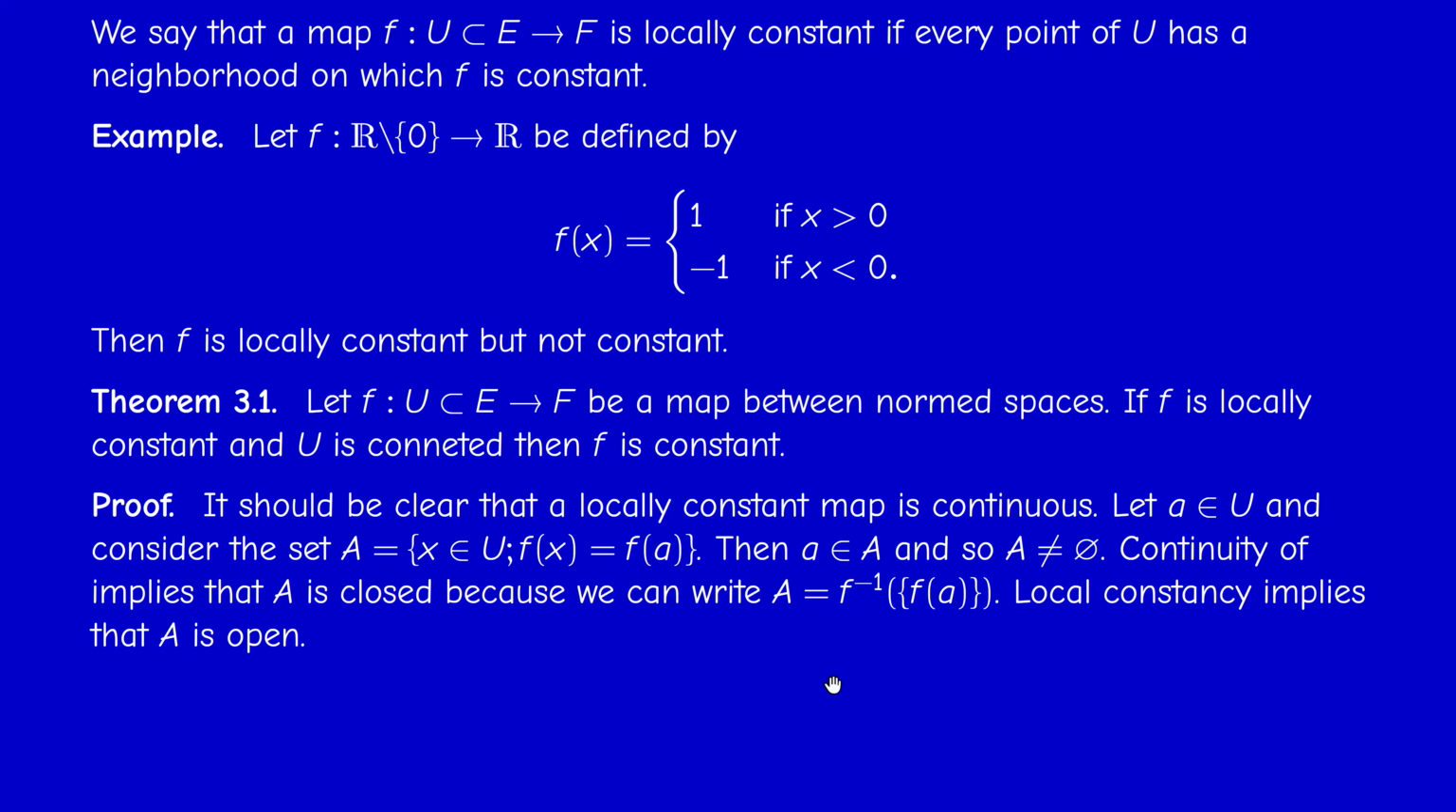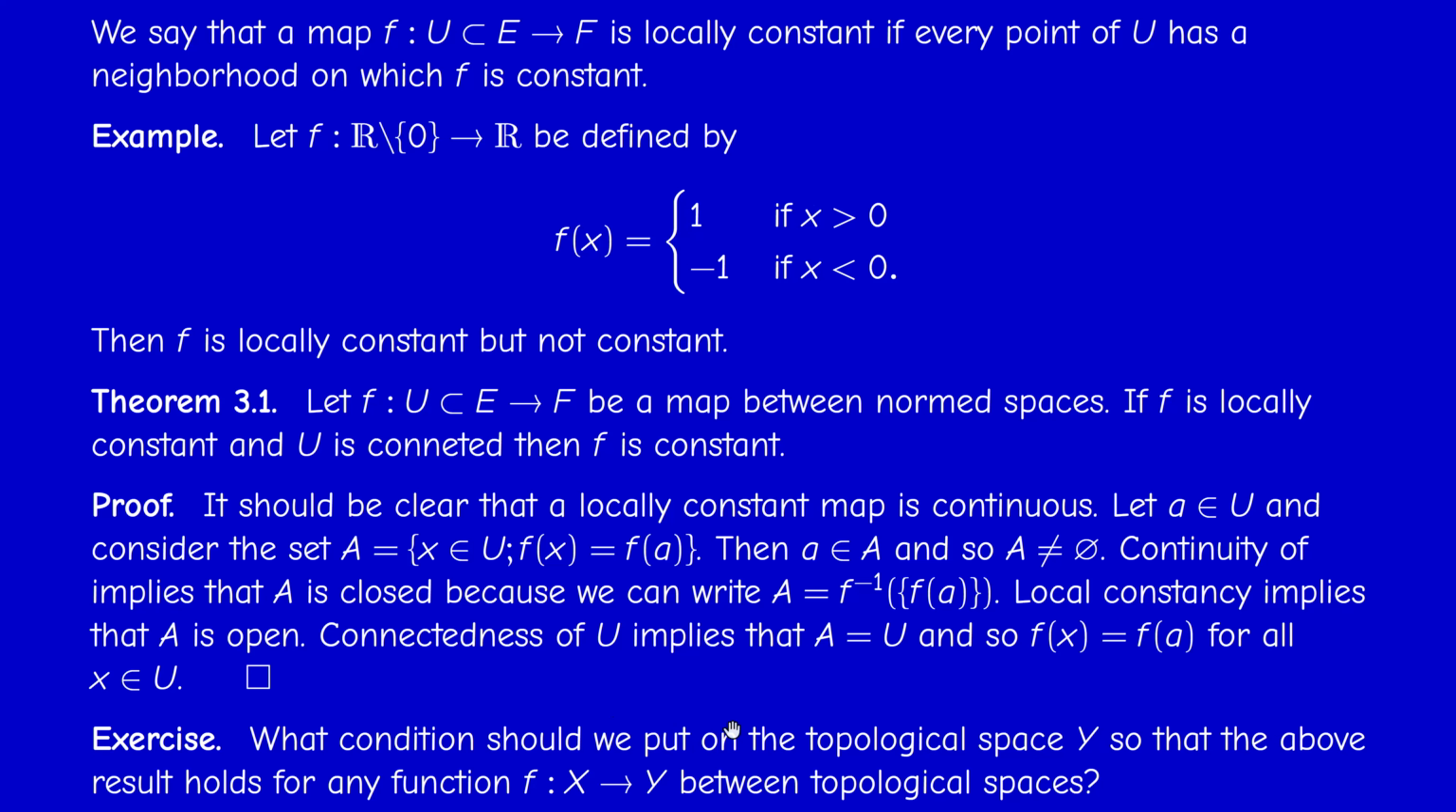And the third thing that you have to check is that local constancy implies that A is open. How do you prove that? You take a point x0 in A. Then there is a neighborhood of x0 on which f is constant, and therefore for every x in that neighborhood, f of x equals f of x0, which is just f of a. So very easy. Now, since U is connected, we deduce that A equals U, and therefore all x in U have the same image under f. So f is constant. Okay.